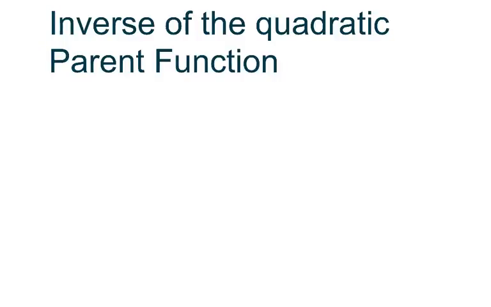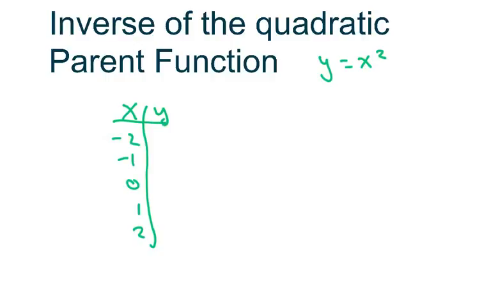Hi everyone, we're going to talk about the inverse of the quadratic parent function. The quadratic parent function is basically y equals x squared. So I do a table of values. If you square the x for your y, you get 4, 1, 0, 1, 4. And to do the inverse, you switch the x and y and you solve. So for the inverse, basically we're switching the x and the y.